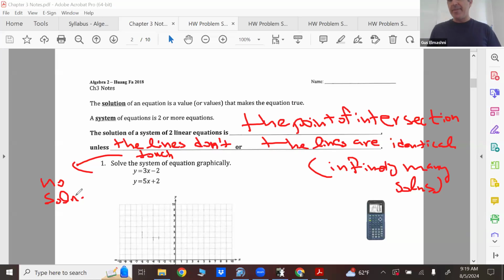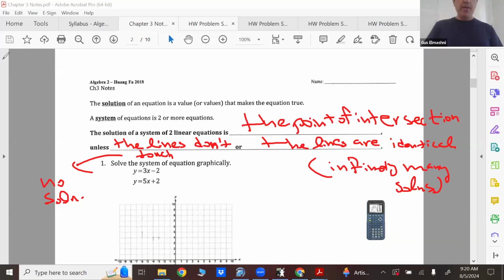So those are the 3 scenarios. Most of the time, they touch just once. But sometimes they may not touch. That means they're parallel, so no solution, or they're the same line, so they cross everywhere, right? They overlap. It's infinitely many solutions because there's a whole bunch of points that work. Not any value would work, but a line has an infinite amount of points, right? So there you go.